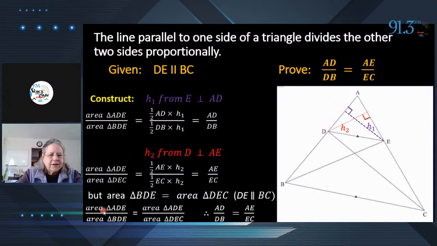And that is what I've written down here. Now, because this is equal, we can then conclude that AD over DB must be equal to AE over EC. And so we've proven the theorem.